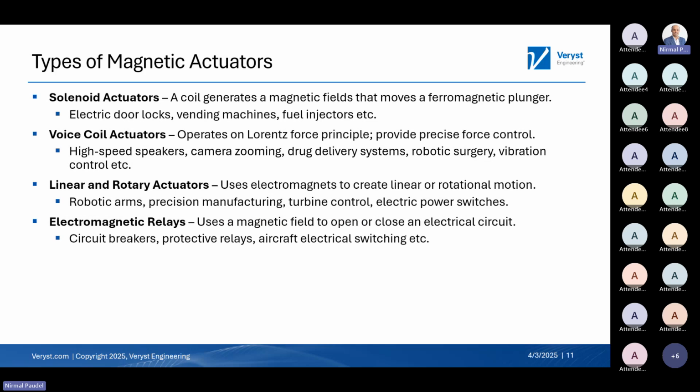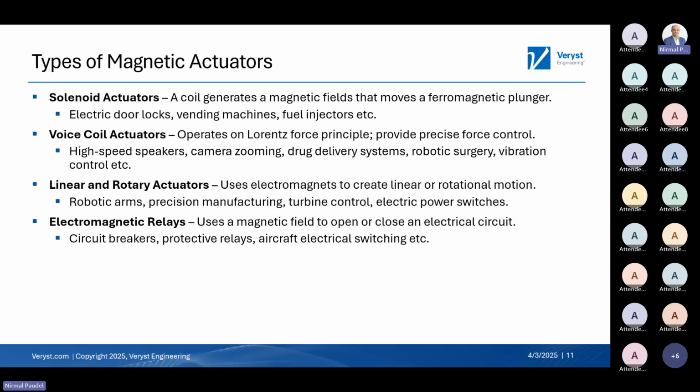So now let's look at different types. People often call them just a solenoid actuator. Some call it voice coil, linear actuators, rotary actuators, and some just various names for them, depending on the applications and preferred industry practices. Typically, there are different types. So solenoid actuator, basically, you have a coil that generates a magnetic field that moves the ferromagnetic plunger.